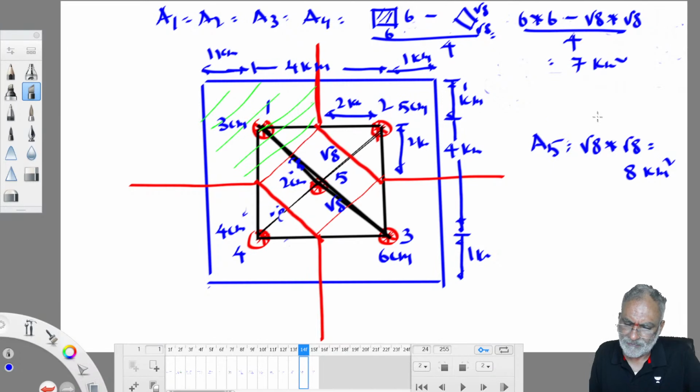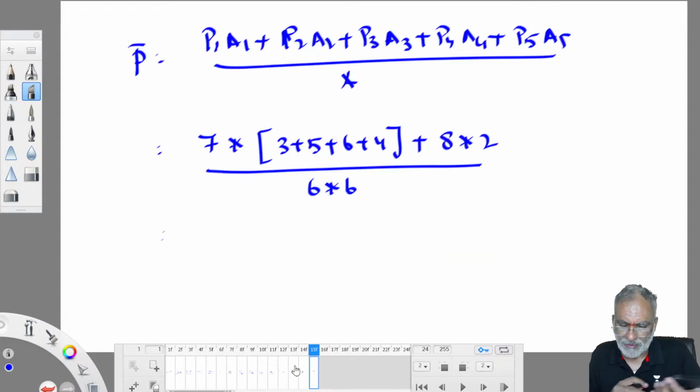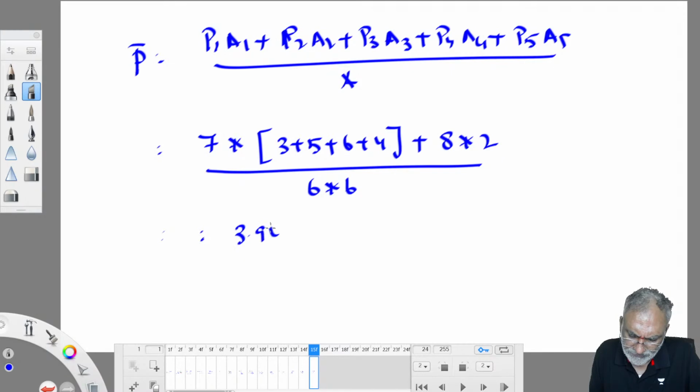So A5 is total area minus, divided by 4. Total area is 6 into 6. A5 is this one, this diagonal portion, root 8 into root 8. Understood? Come on, work it out now. 3 plus 5, 8, 14, 18. 7 into 18 plus 16, divided by 36. So what is the mean precipitation? 3.94 centimeters. That was the answer.